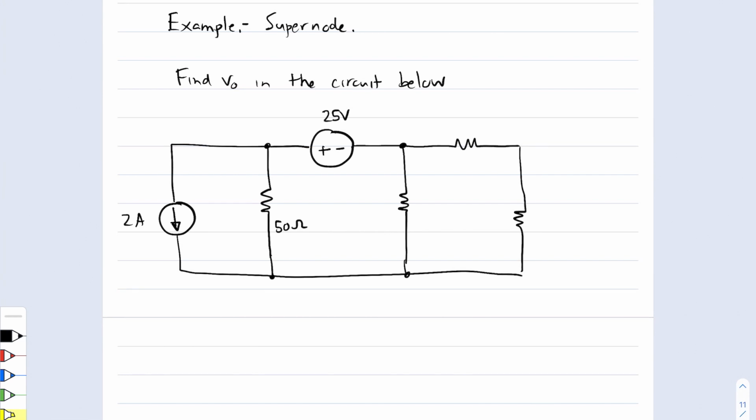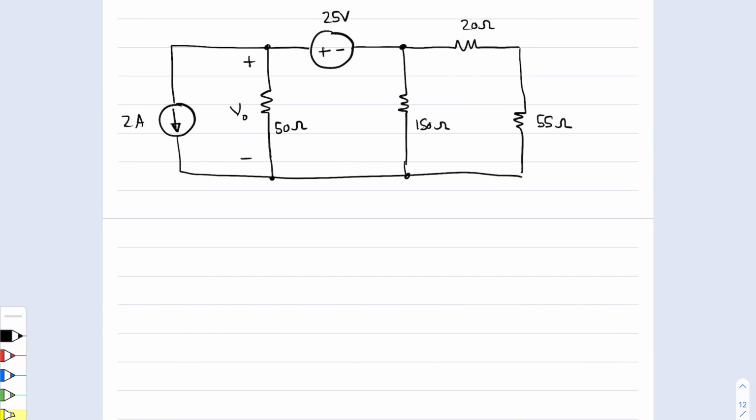This is a 50 ohm resistor. This is a 150 ohm resistor. This is a 20 ohm resistor, a 55 ohm resistor, and lastly, the voltage V naught that we're looking for is the terminal voltage across the 50 ohm resistor. Now, suppose that we went ahead and started trying to use the node voltage method in order to analyze the circuit.